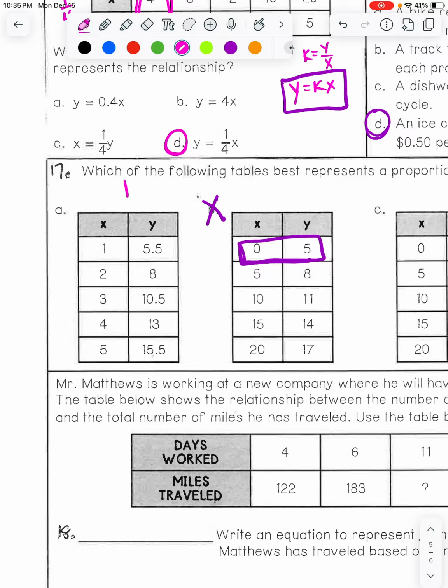Again, if there's a constant of proportionality, it has to be y divided by x. So if I did 5.5 divided by 1, and then I did 8 divided by 2, those are not the same. They are not constant. Those are different values. A is not a solution.